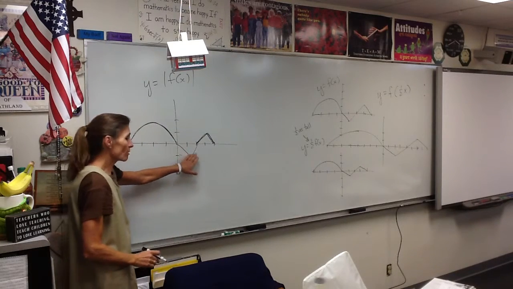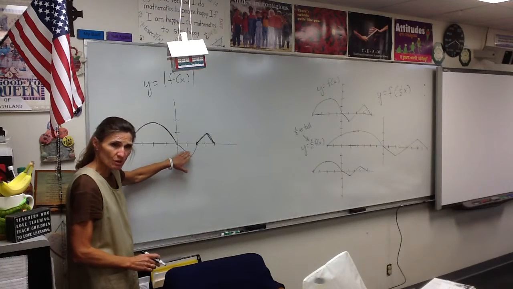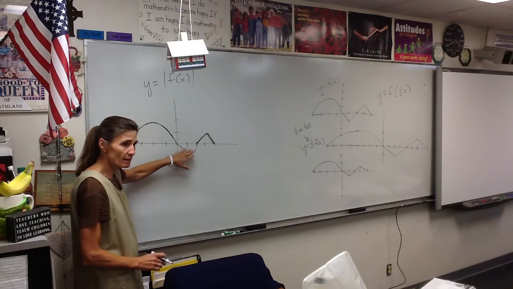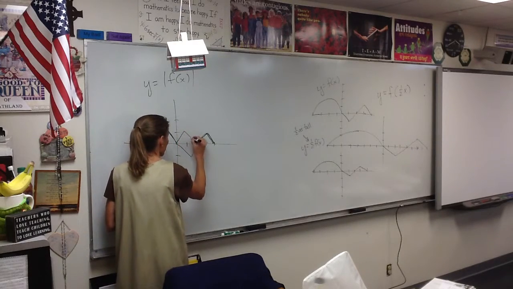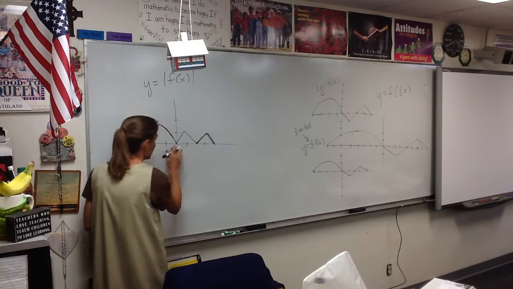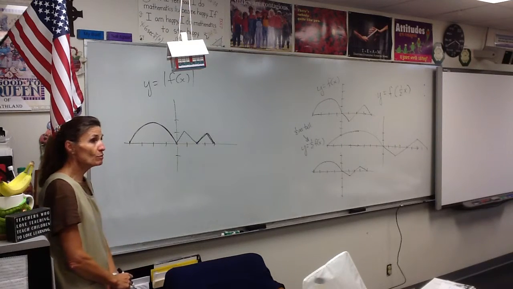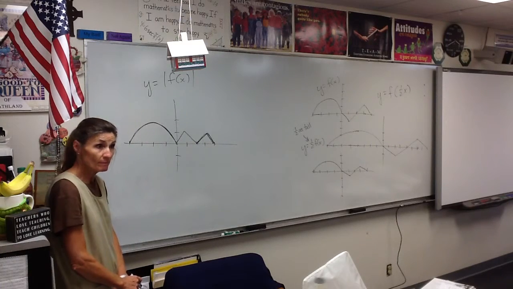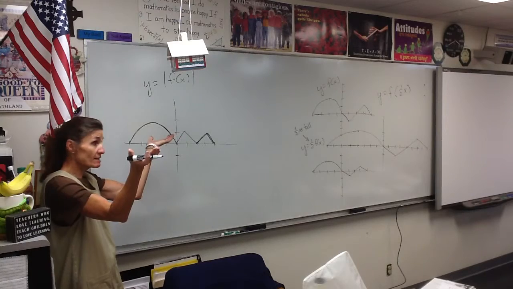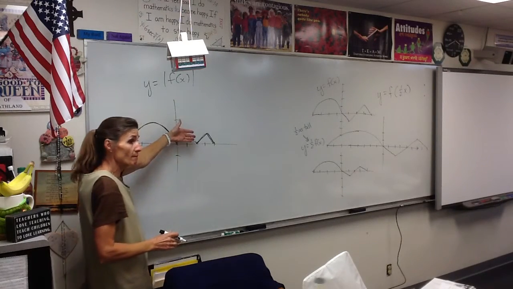But what about this part? These guys have negative y values, don't they? What happens when I take the absolute value of something negative? It becomes positive. So that guy's just going to flip right up and become positive. There's your picture. When you take the absolute value, whatever was positive stays positive. So whatever's above the x-axis stays right where it's at. If you're below the x-axis, you simply get folded up.